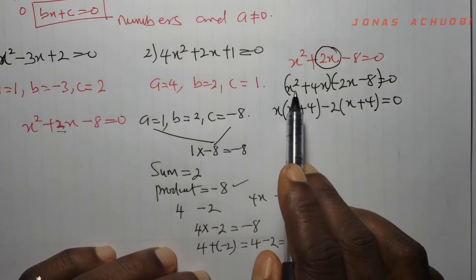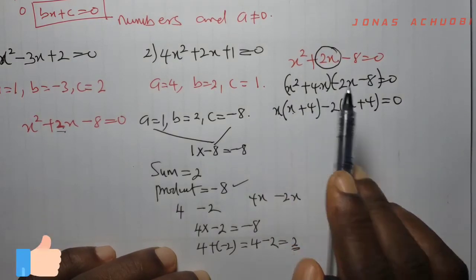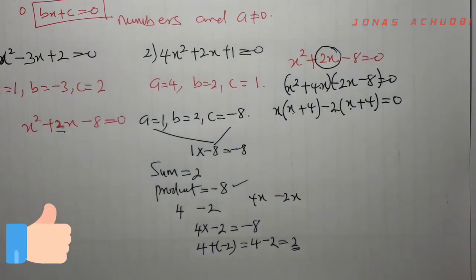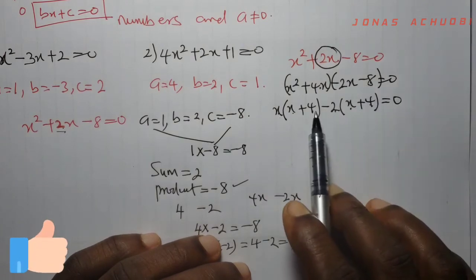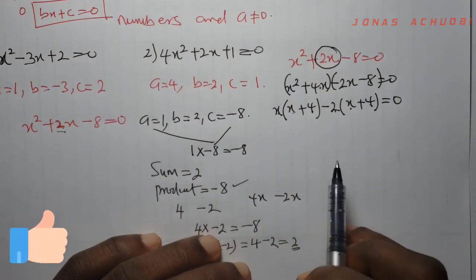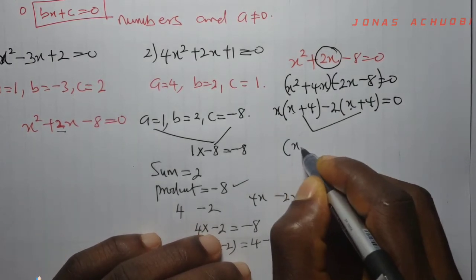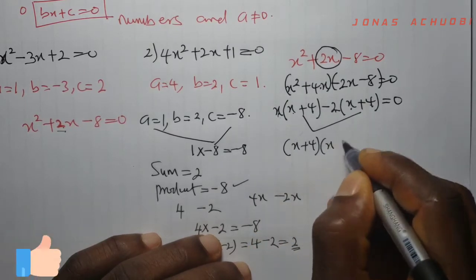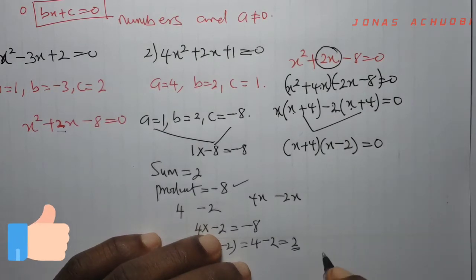x times x is x squared. x times 4 is 4x. Minus 2 times x is minus 2x. And minus 2 times 4 is minus 8. So what we have factorized is correct. These two brackets are the same. We now take just one of them, x plus 4. We now bring in x minus 2 in the second bracket, equal to 0.